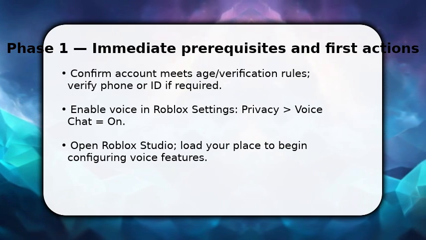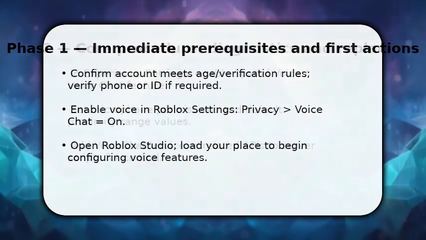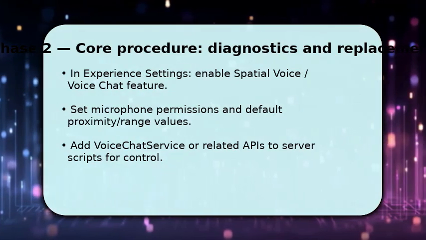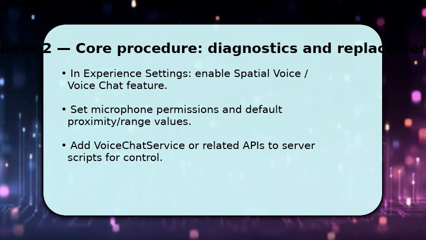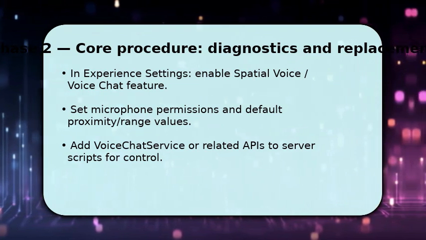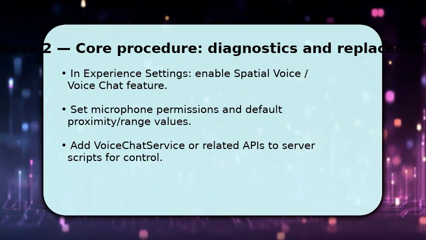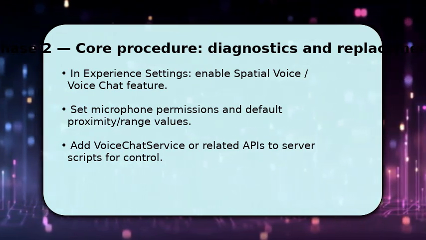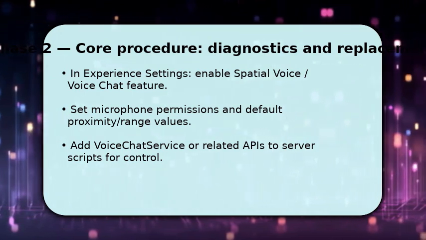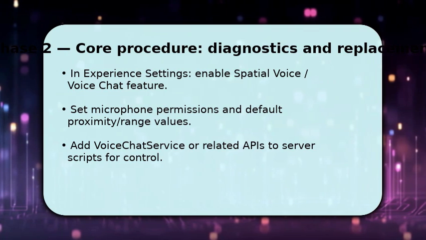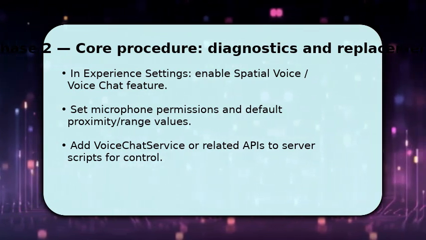Now you configure the place-level voice behavior. In Studio, go to Home Game Settings Experience and enable spatial voice or voice chat. This determines range and quality. Then set proximity distance and attenuation so voices blend naturally, short range for local chat, larger for town or lobbies. Next, add or update server scripts to require voice consent and to toggle mute/unmute. This lets you enforce rules. Make sure to test in play mode with multiple clients, so you can verify behavior before publishing.